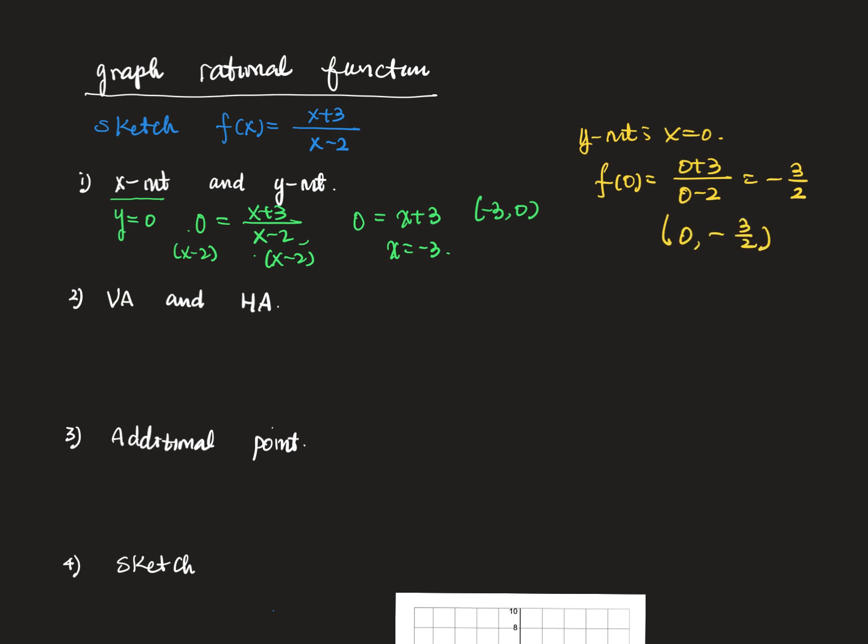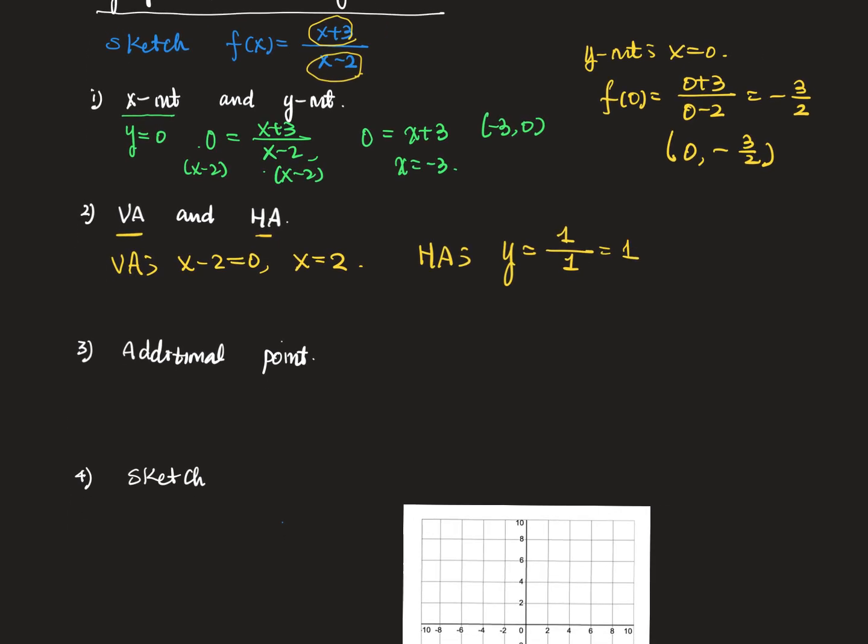You found it. Next is the vertical and horizontal asymptotes. The vertical asymptote is where the denominator is 0. Let's do the vertical asymptote first. x minus 2 equals 0, so x equals 2. That's the vertical asymptote. How about the horizontal asymptote? We check the degree. Here the degree is 1 and the degree is 1, so y equals the ratio of coefficients, which is 1. That's the horizontal asymptote.